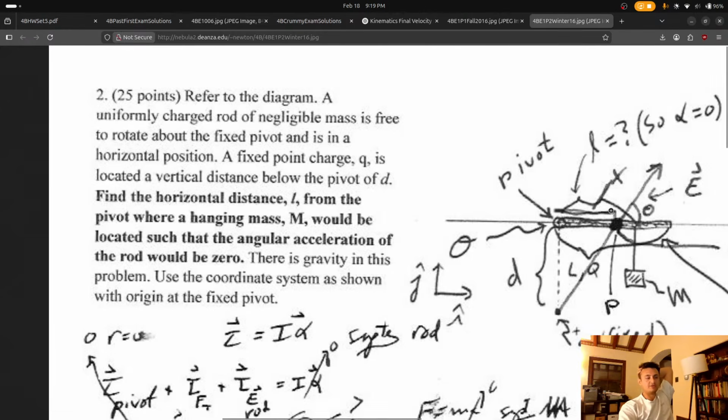The main thing that we want to do is find the torque on this rod due to this point charge. Once we find that, then we know the mass, so we just need to find the position where, okay, it's torque balance. I'm going to do it on the board, and then I'm going to do it here.